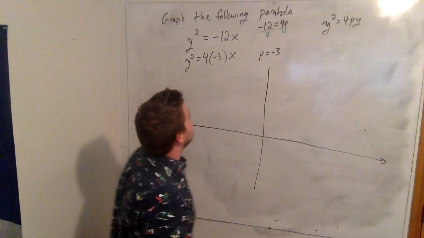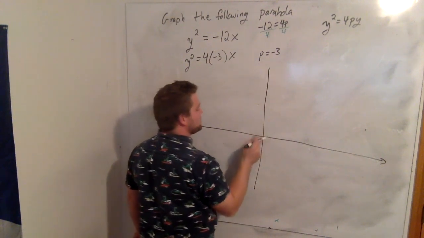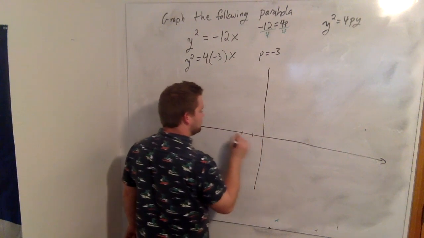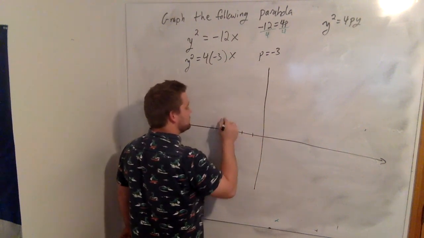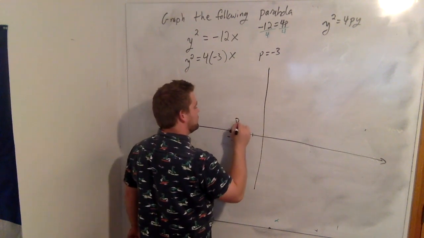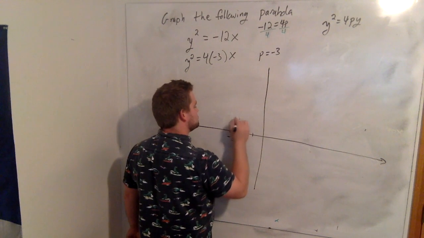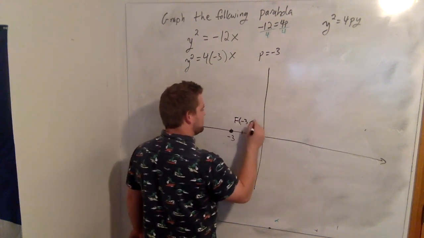So p is -3, which says that we need to go left 3 units from the origin. So 1, 2, 3. Here's -3. This is where the focus will be. This is the focus, and it'll have coordinates (-3, 0).